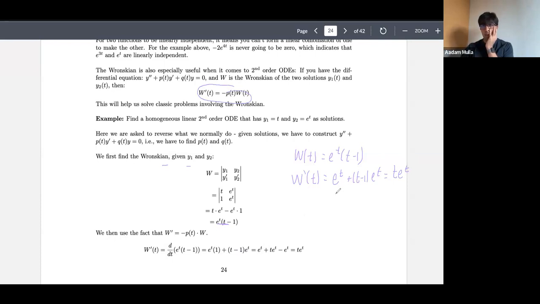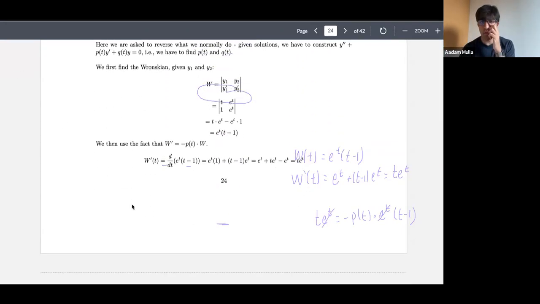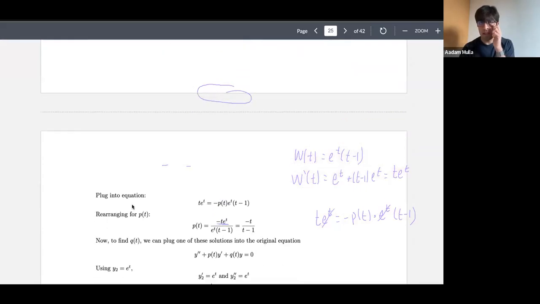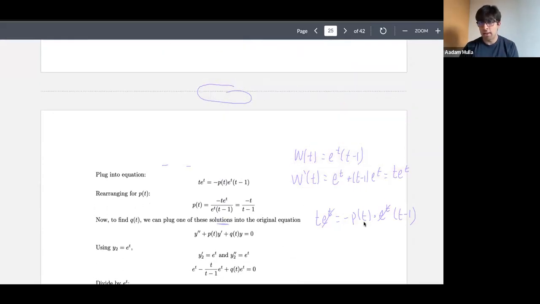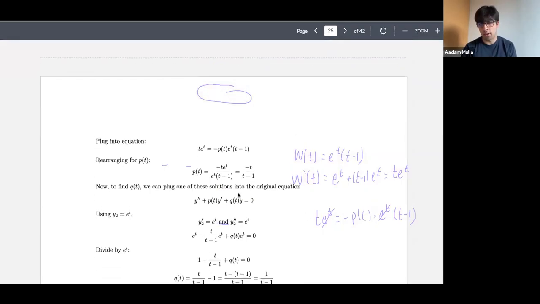It's going to look like w prime of t, so t e to the t equals negative p of t times w, e to the t times t minus 1. Okay, so I'm noticing that these guys are immediately canceling. And I think I'll also show the solution obviously underneath, right? The e to the t's cancel, and we immediately are able to solve for p of t right here. So p of t is negative t divided by t minus 1. Okay, we solve for p of t.